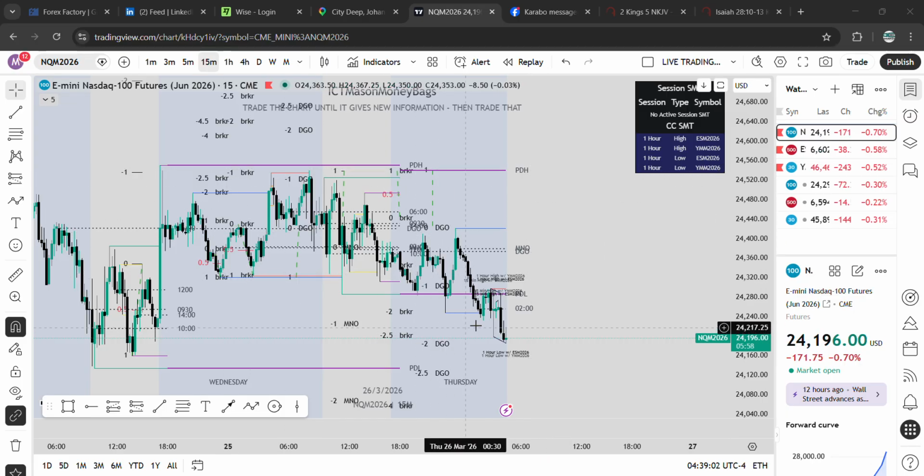So the liquidity pools are nearby. That means the fibs that need to be watched are mostly going to be the 1-minute and the 5-minute. You'll use the 15-minute to confirm a change of direction, a reversal.